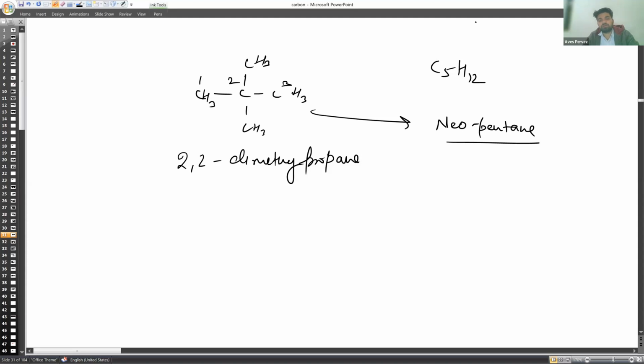Have you noted all the 3 isomers of this one and the common name also for the pentane? Tell me, everybody in the class. Yes, sir.